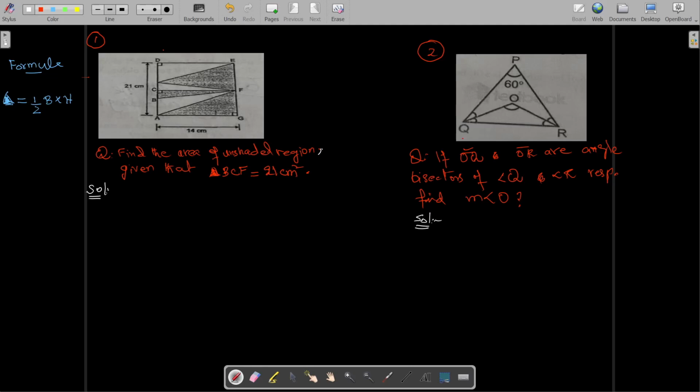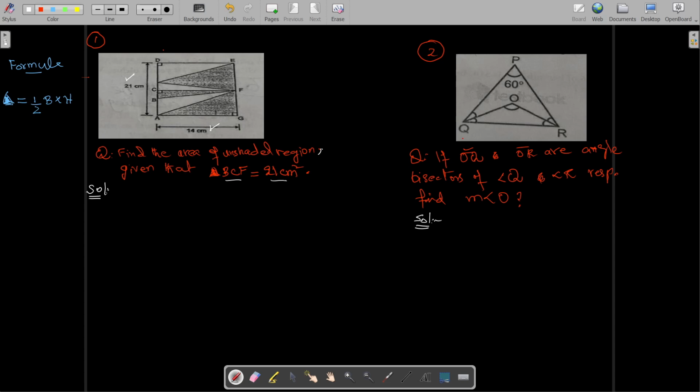In this video, we are going to solve these two problems. Question number one is: find the area of the unshaded region in this figure, given that the area of triangle PCF is 21 square centimeters. Here we are given a rectangle. One side of the rectangle is 21 centimeters and the other side is 14 centimeters.